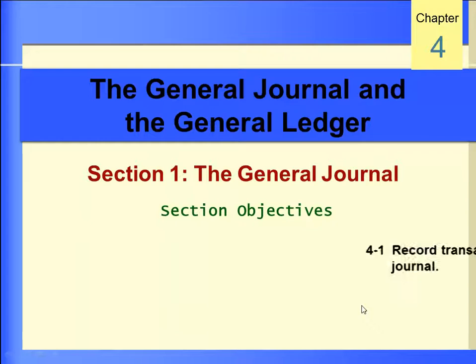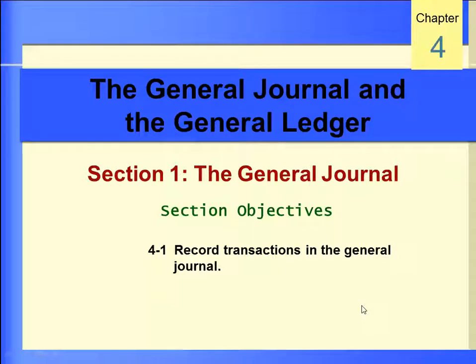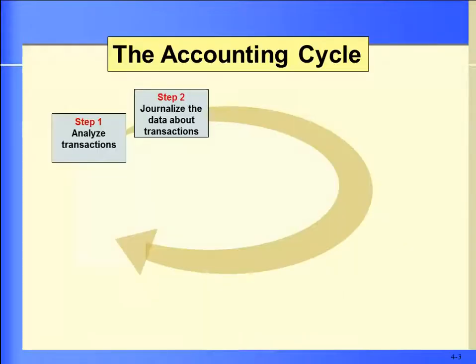So section 1, objectives: record transactions in a journal. So you'll have a debit, an account name, an amount. Then you'll also have a credit, and you always record the debit first, then record the credit. So we'll have the credit name and the credit amount. Then we're going to prepare those journal entries.